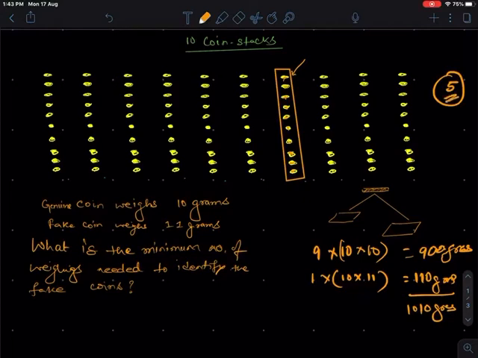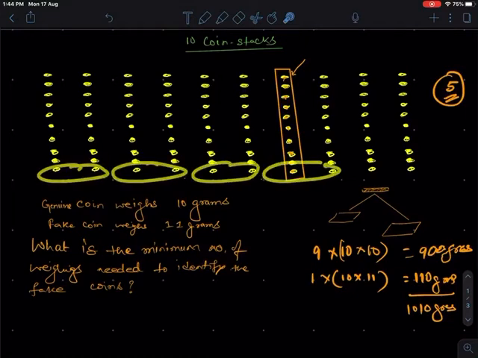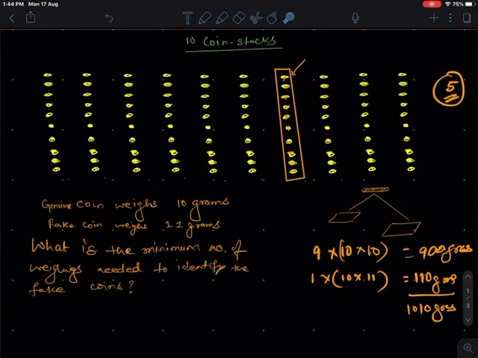Some say we will have to do at least 5 weighings, because if I start weighing every 2 groups, taking one coin from this group and one coin from this group, and weigh them on the scale, they are balanced. So I'll move on to this one, and this one, and this one, and say now I know that there is some problem and this one is the one. If I do a group of 3, 4 and 5, you will have to do at least 5 comparisons to know for certain which coin it is.